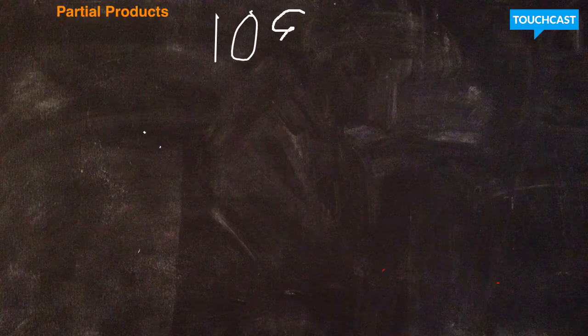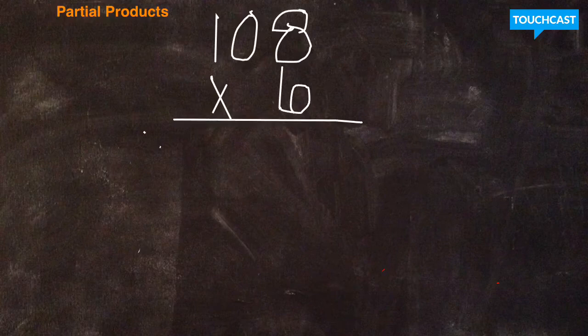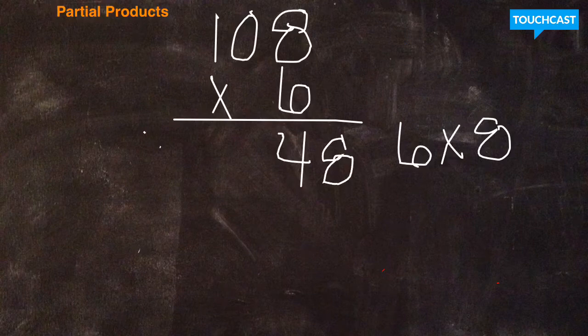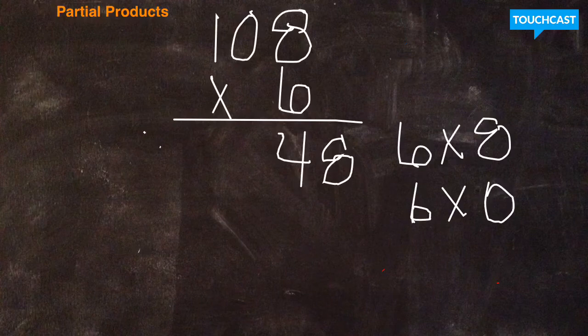Another way that you can do it is you can use partial products. I'm actually going to use the same 2 factors to show you partial products. So we have 108 times 6. The first thing I'm going to do is 6 times 8, which is 48. Then I'm going to take 6 times 0, because that's what's next, and 6 times 0 equals 0.